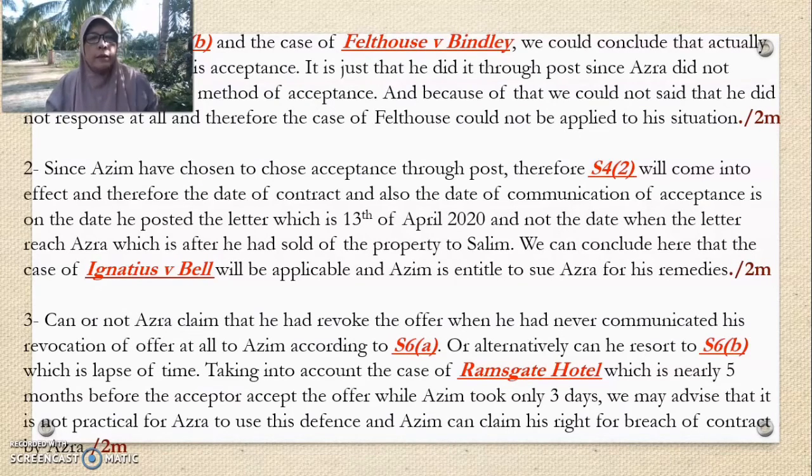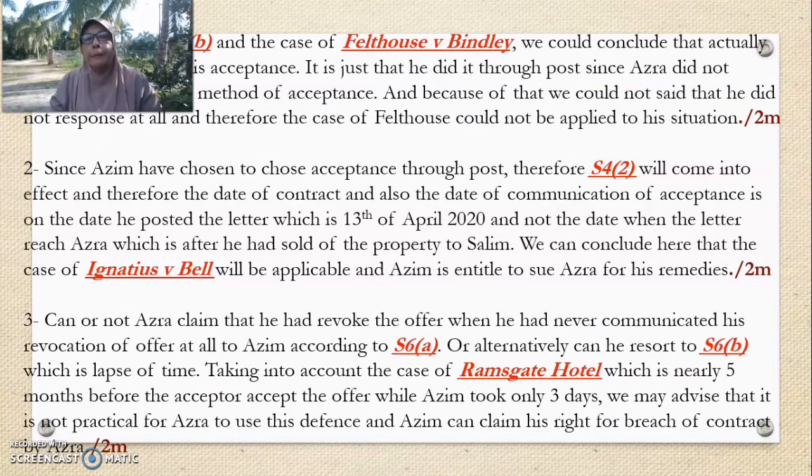Issue number 1: by considering section 7, subsection B, and the case of Felthouse versus Bindley, we could conclude that actually Azim did express his acceptance. It is just that he did it through post, since Azra did not prescribe or insist on the method of acceptance. Because of that, we could not say that he did not respond at all, and therefore the case of Felthouse could not be applied to his situation. What I'm trying to say here, student, is that Azra cannot say silence is not good acceptance. So that's why I said Felthouse could not be applied.